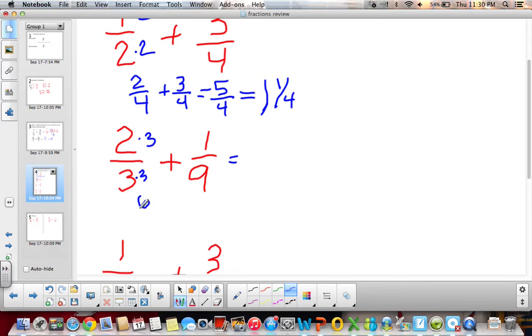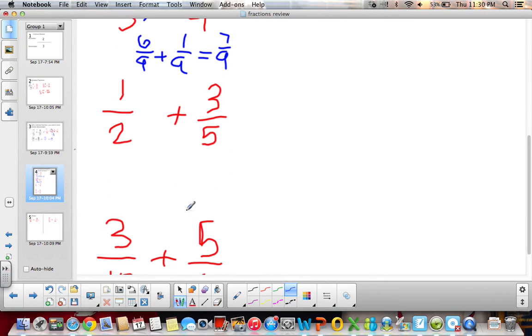So 6/9 plus 1/9 equals 7/9, and we ask ourselves, is that in simplest form? Yes, it is, so our answer is 7/9.